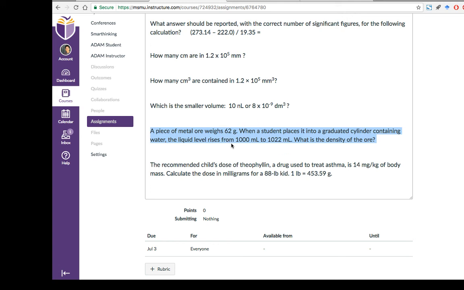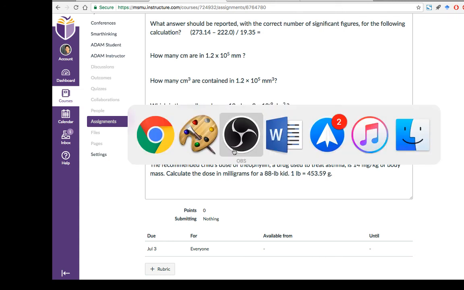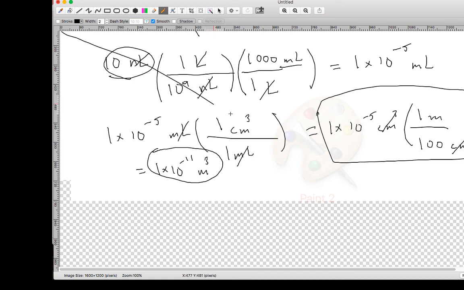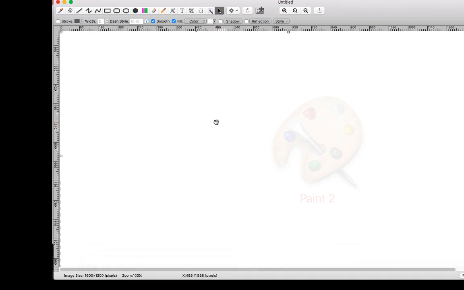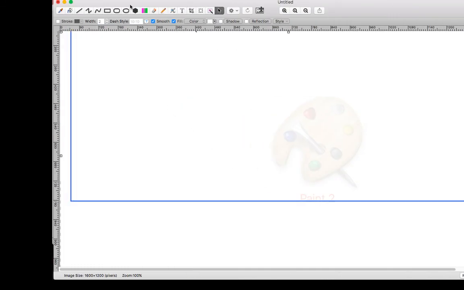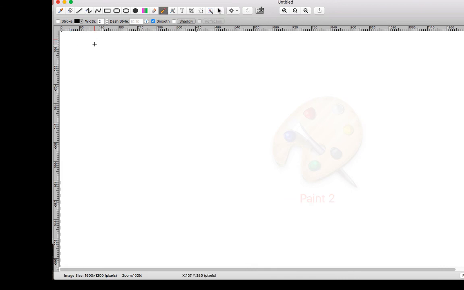Now, let me just work this out for you here. Fresh paper. All right, fresh paper. Here we go. Now, we've got 62 grams. The liquid level rises from 1,000 to 1,022. What does that mean? Density. What does that mean? Density means grams per milliliter. So density means mass over volume.